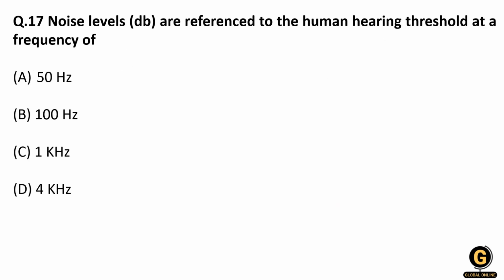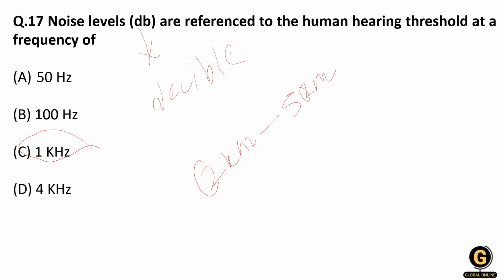Okay. Noise level, dB. So you have to remember dB means decibel, right? So decibels are referenced to the human hearing threshold at a frequency of what? So students, remember the human hearing frequency range is 2 kilohertz to 5 kilohertz, and the decibels are referenced to 1 kilohertz because it is just below 2 kilohertz. So this is the base frequency, and the noise levels are referenced to 1 kilohertz for human hearing thresholds, right?